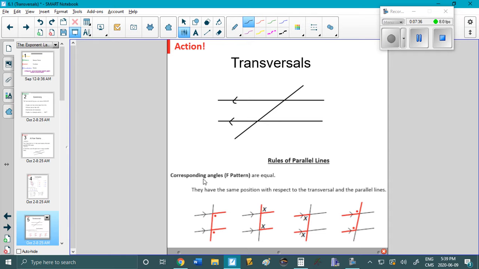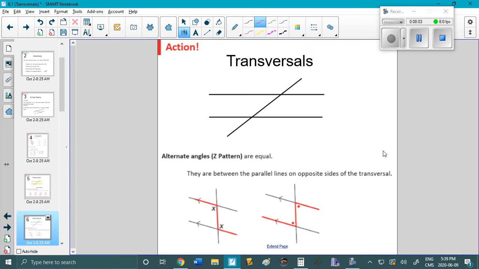All right, so we've got corresponding angles, or the F pattern. They have the same position with respect to the transversal. So you might remember this. The parallel lines make the two parts of the F, and underneath these two angles are the same. And that's called the F pattern, or corresponding angles.